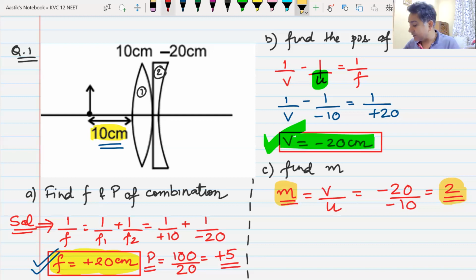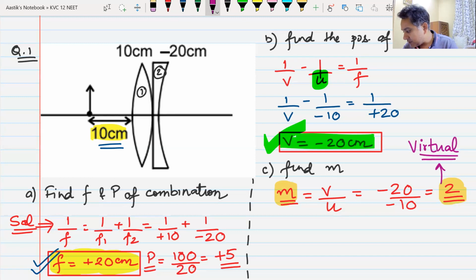Magnification is positive. That means the image has to be virtual. I hope all of you recollect it. For a real image, magnification is negative. That is the third question. The fourth question, if that can be made, is to find the height of the image.